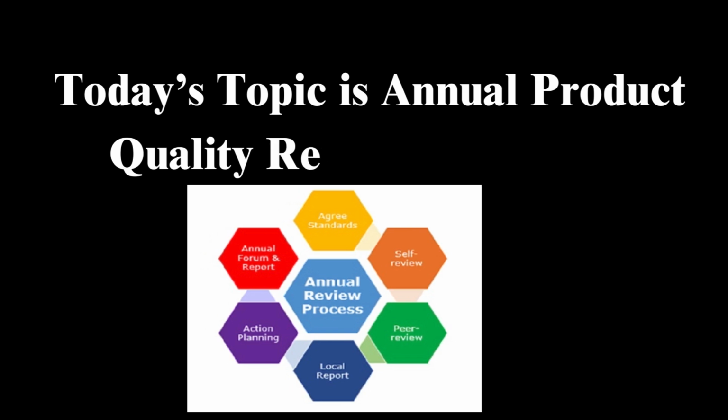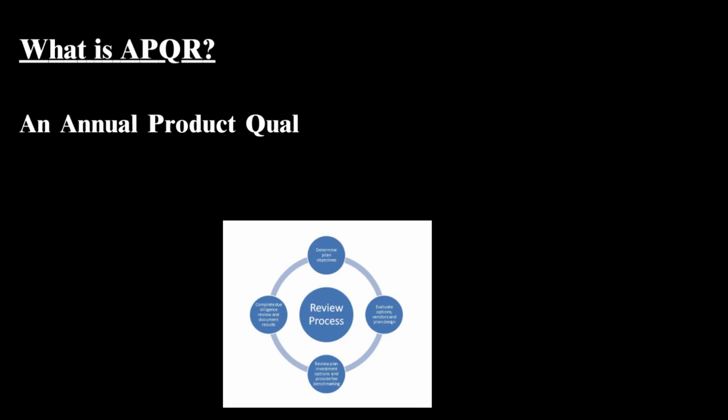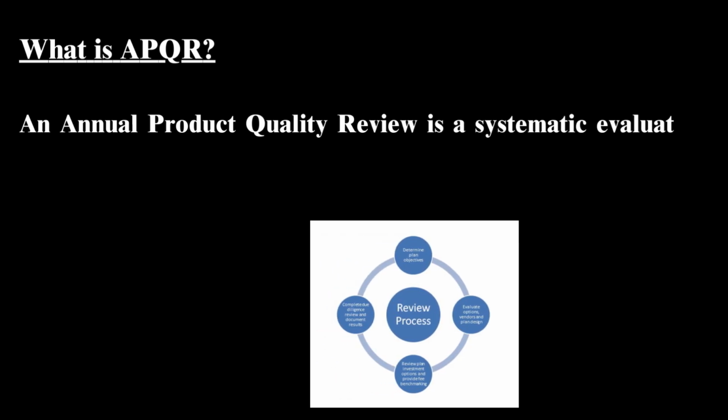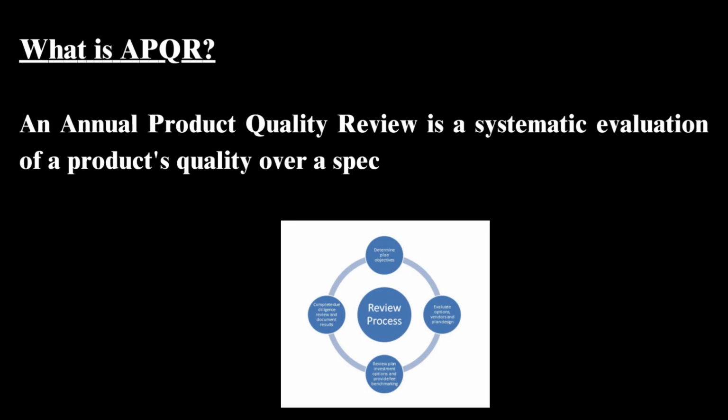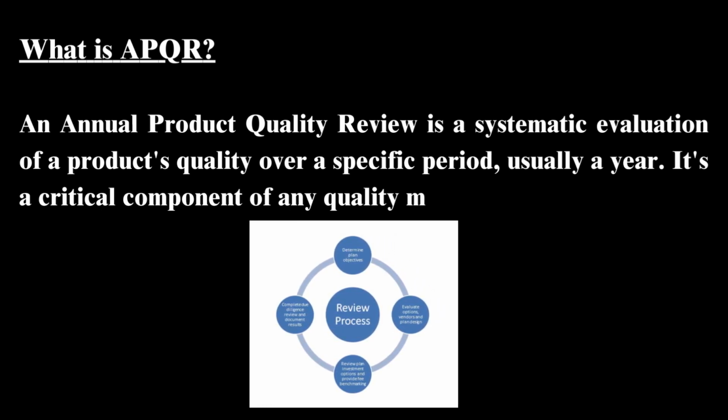Today's topic is Annual Product Quality Reviews. What is APQR? An annual product quality review is a systematic evaluation of a product's quality over a specific period, usually a year. It's a critical component of any quality management system.